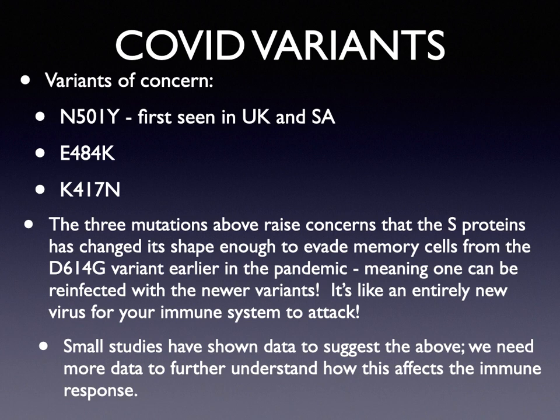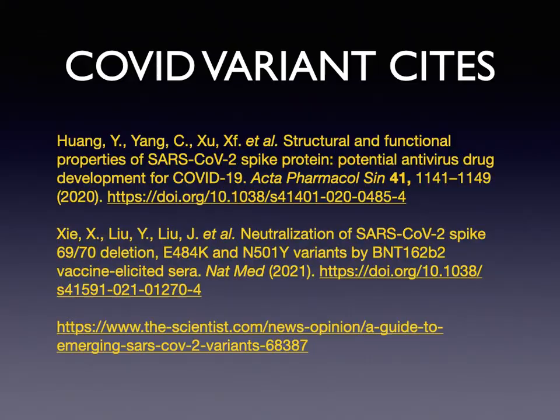These three mutations raise concerns that the S protein has changed its shape enough to evade the memory cells from the earlier variant, the D614G, meaning, and we know this, that you can be reinfected with the new variants because it's completely new to your immune system. Evidence so far suggests that it is not escaping the vaccine. The vaccine gives a stronger immune response. So far, so good. We do need more information to make sure that we are all protected and that these new variants do not allow themselves to be transmitted by people who are vaccinated. So more information, perhaps I'll update this next year. There's where I got my information.